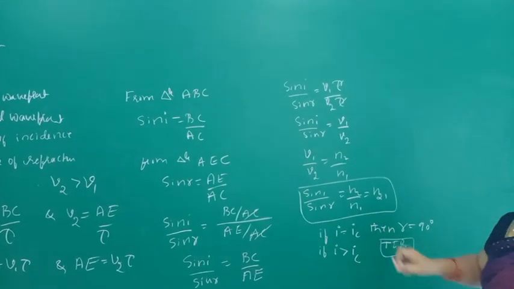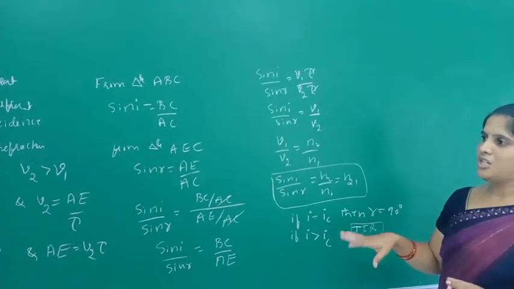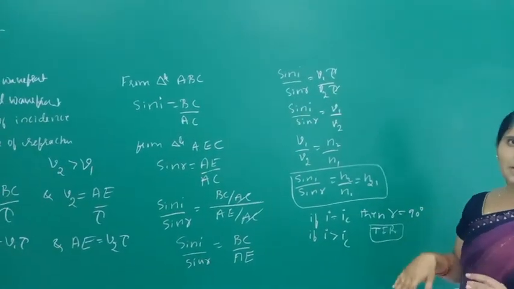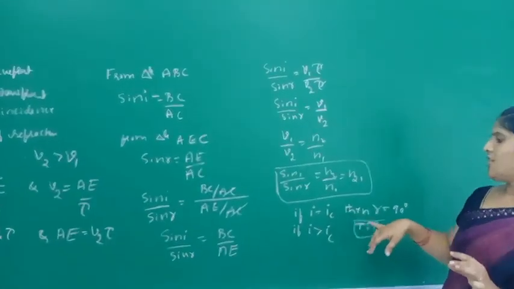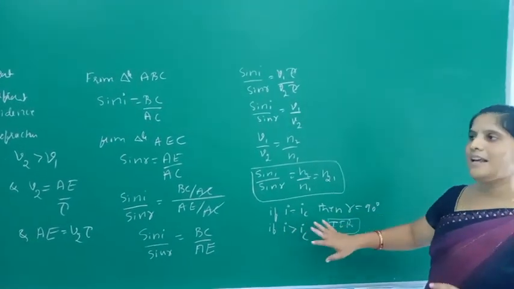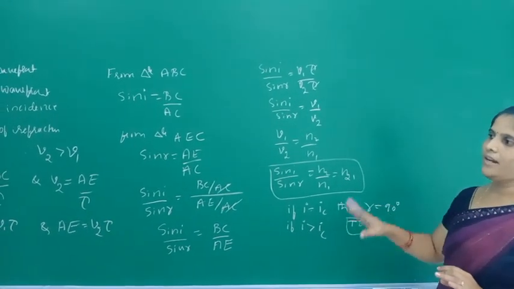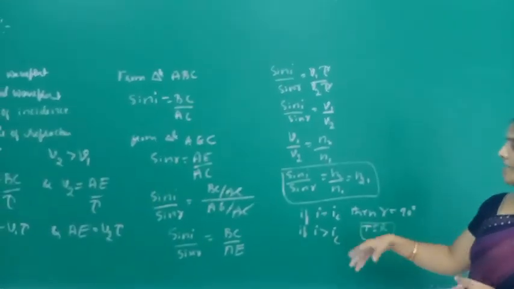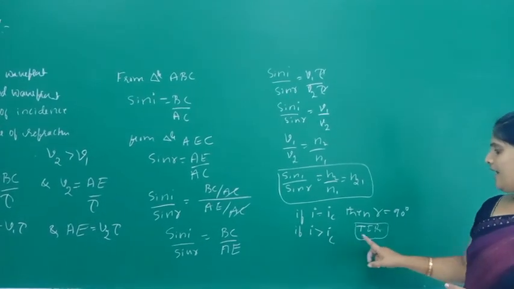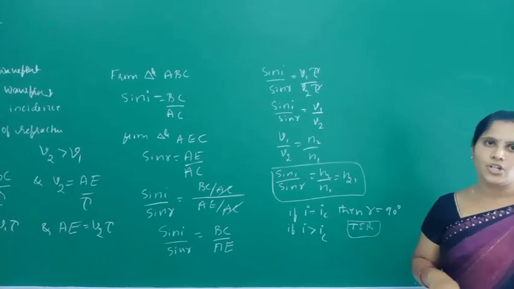You know the condition for total internal reflection in ray optics, that is, the ray of light must travel from denser to rarer medium. That is the first condition, and the second condition is i is greater than ic. Here also, if i is greater than ic, it undergoes total internal reflection. That means all the rays of light, if the angle is greater than the critical angle, undergo reflection instead of refraction.